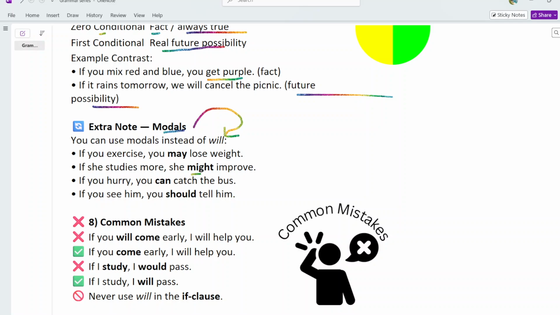So, if you hurry, you can catch the bus. If you see him, you should tell him. Okay, so these are again something like people giving you advice, so this is on that front. Till here you can see that there is a level of certainty. Certainty is changing. However, the last two sentences are in reference to someone giving you advice.